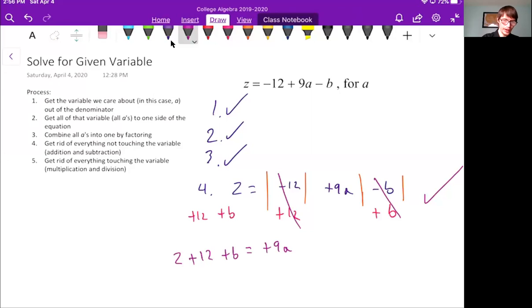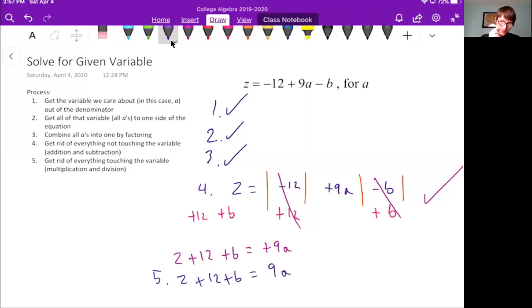And now we move on to step 5. Step 5 says to get rid of everything that's touching the variable. And to do this, we use multiplication and division. So here's what we do. We have z plus 12 plus b equals, let's see, a plus 8a is just 9a. We can stretch this 9a.